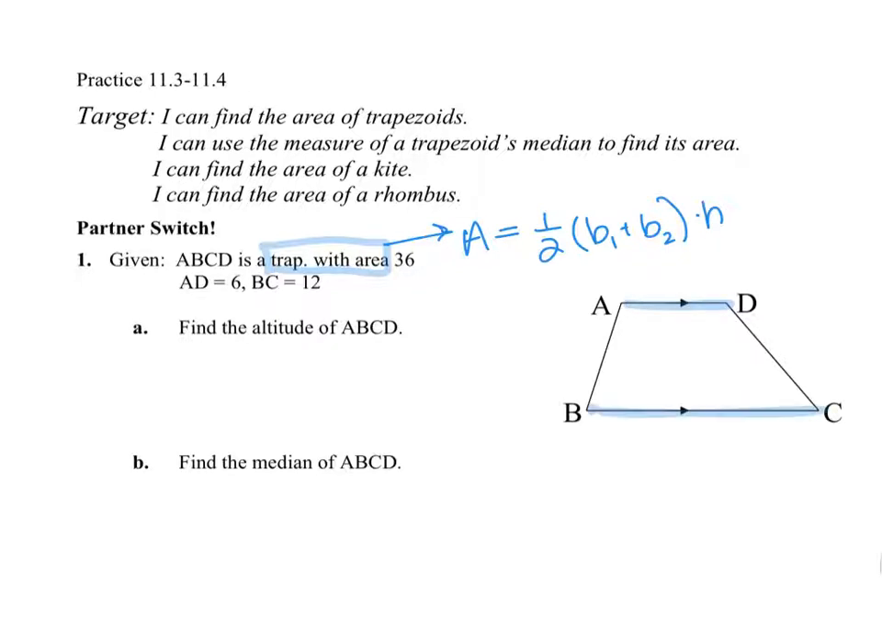All right? So it says we have an area of 36. We know that AD is 6 and BC is 12. So it says find the altitude. So the altitude is the same as the height. So that's our H value.